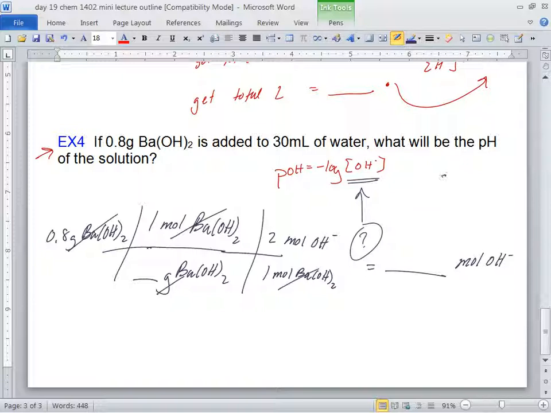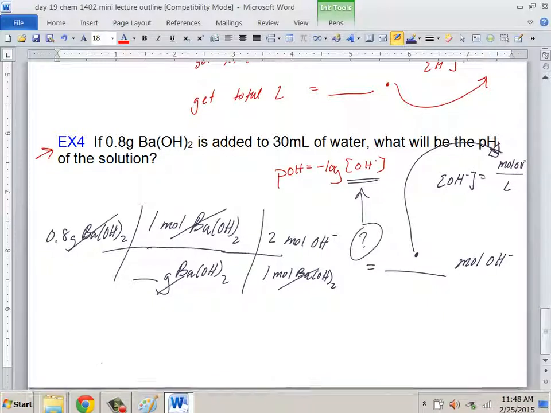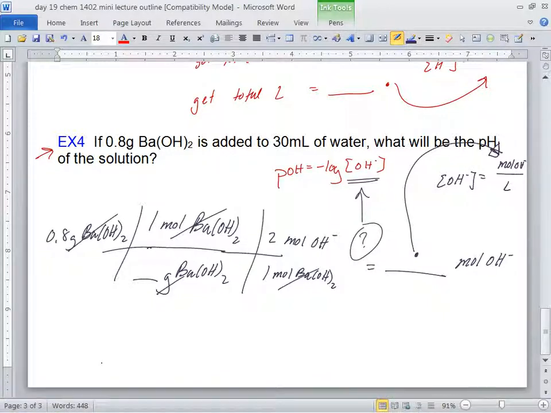So that concentration of hydroxide is just moles over liters. And you already got the top part. Okay. So try those. If you have problems, just ask at the help session. We can work a gazillion of these things. Or come by the office. So we're about out of time.